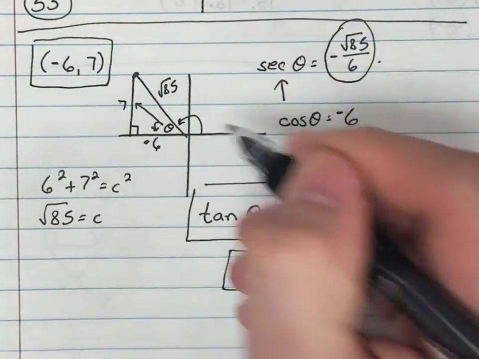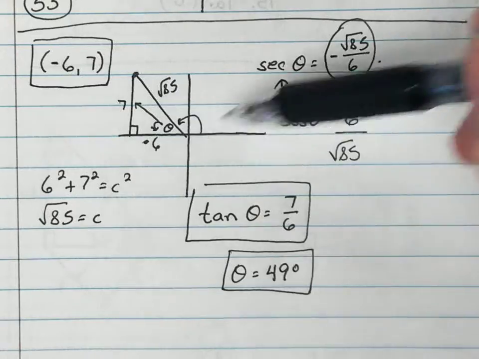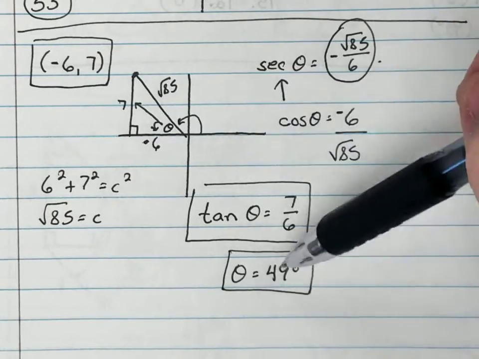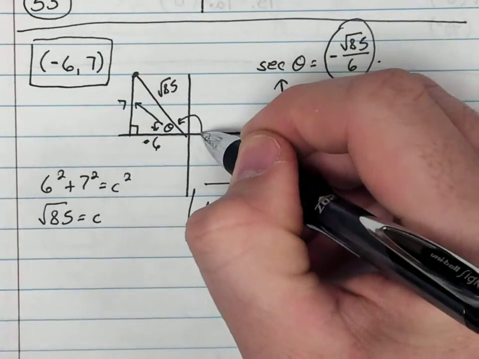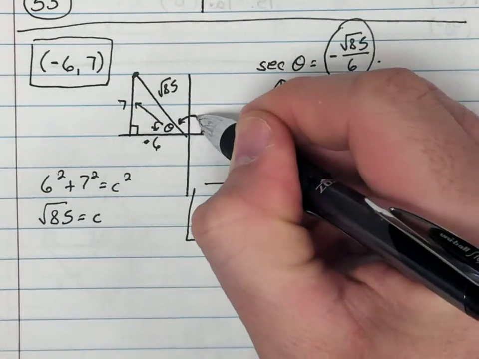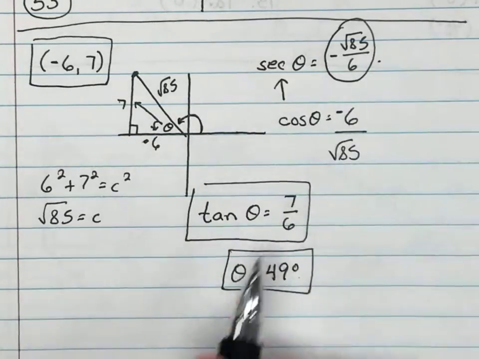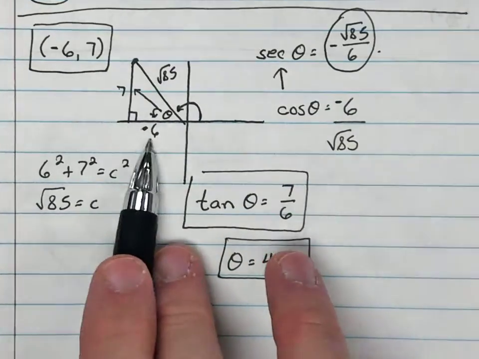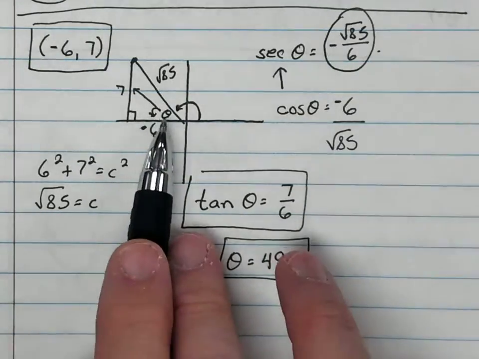This is not a 49-degree angle. The way I solve it, I don't worry about positives and negatives and all that. This is your reference angle. This is not the actual angle. If you remember, an angle in standard position starts here at 0 and rotates from there. The way that I solved it with the opposite over adjacent gave me this angle right here, this little triangle, so this is 49 degrees.